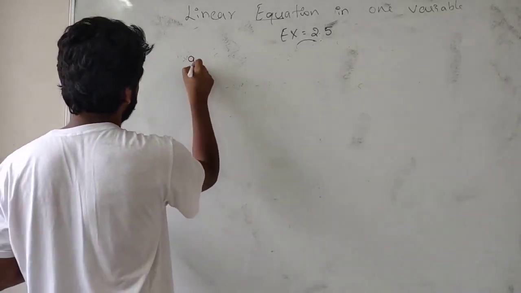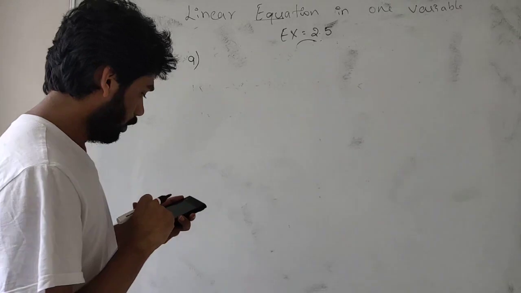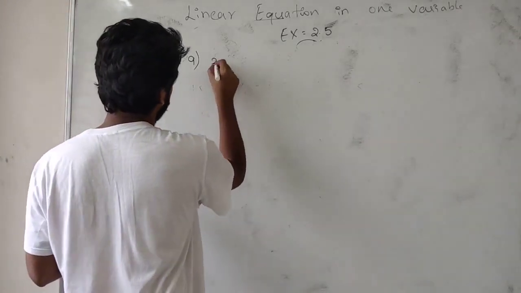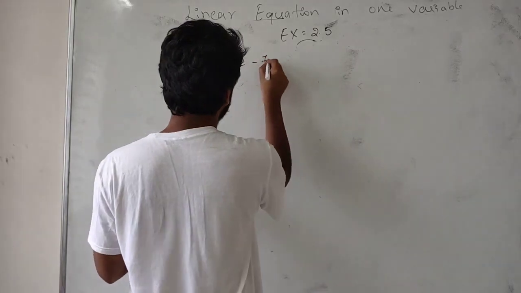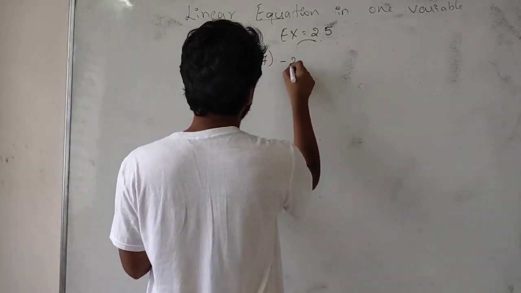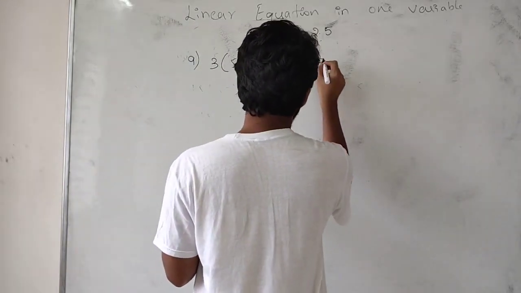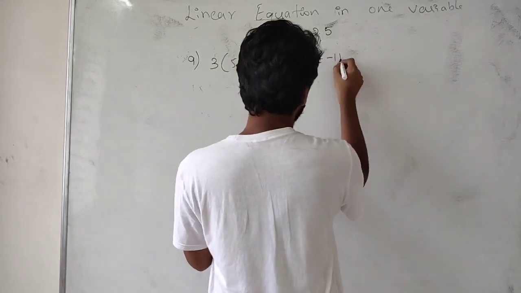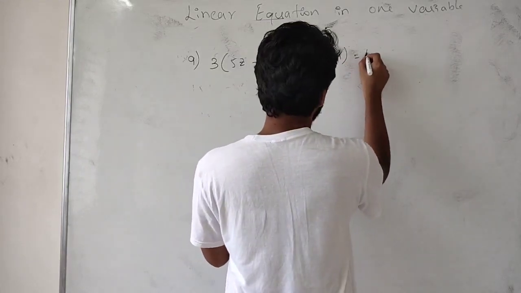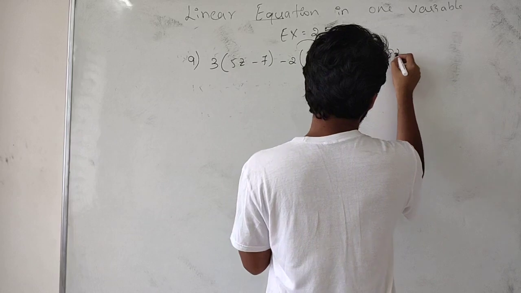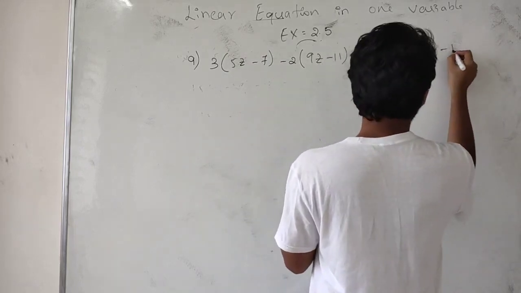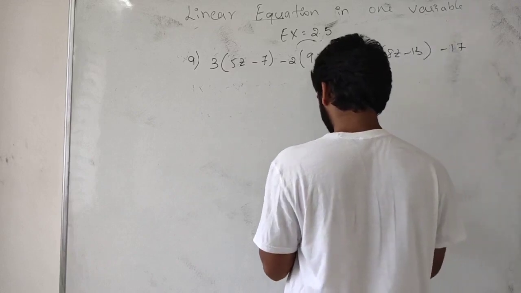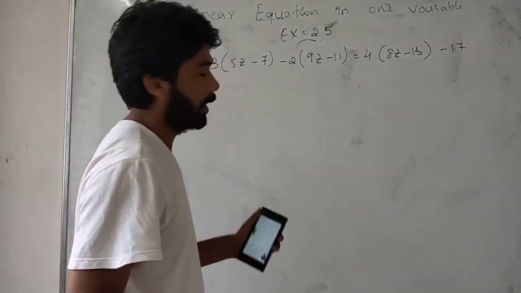So next problem, 9-1. 9-1 is 3(5z minus 7) minus 2(9z minus 11) is equal to 4(8z minus 13) minus 17. Here we have to find the value of z.